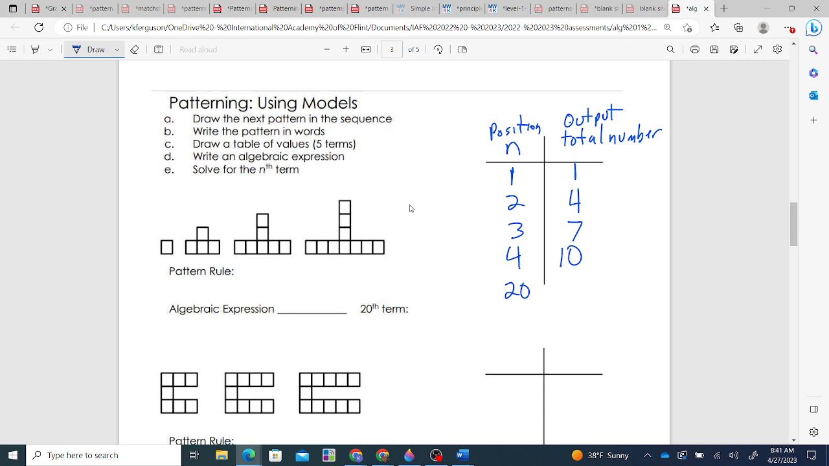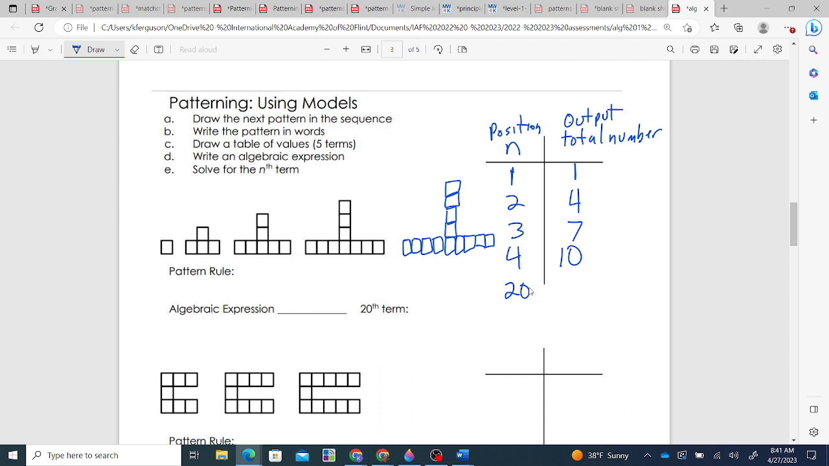So how many squares am I going to have in the next one if you follow the pattern? Say it again. I'm adding 3 each time. So I'm going to have 13. So I got something that looks like that. So the fifth term is going to be that. It's going to be 13. Now what about the 20th term?